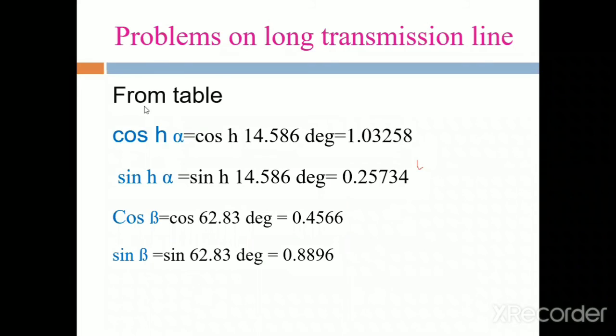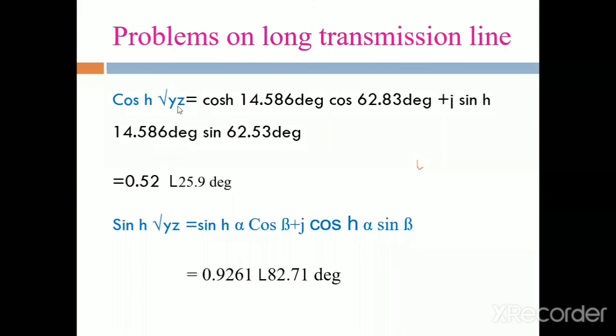Okay, after that we calculate the cosh alpha, that is cosh of, substitute that alpha value, that is 14.586 degrees. Okay, then that will be obtained as 1.03258. Okay, after that we calculate the sinh alpha, cos beta, sin beta values. Then we calculate the cosh root of yz and also sinh root of yz.